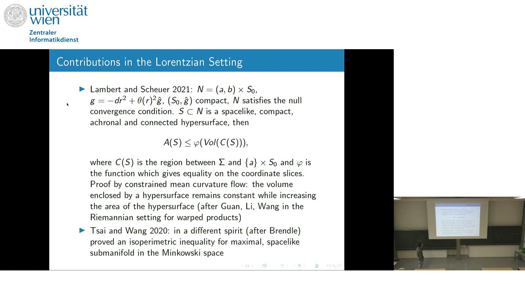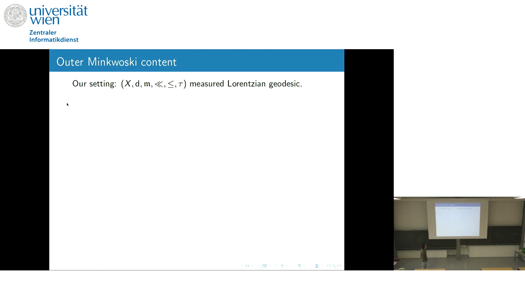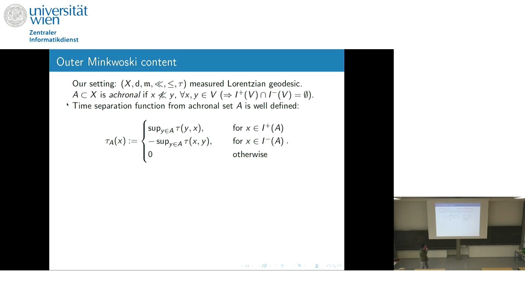So our idea was then to try to find a way to understand if it is possible to obtain some type of result of this form in our synthetic setting. And so now we go back to our setting of measured Lorentzian geodesic spaces. And first of all, since we want to avoid, as I said, null hypersurfaces, the idea is just to consider hypersurfaces that are achronal. So we just look for achronal subsets of our ambient space X.